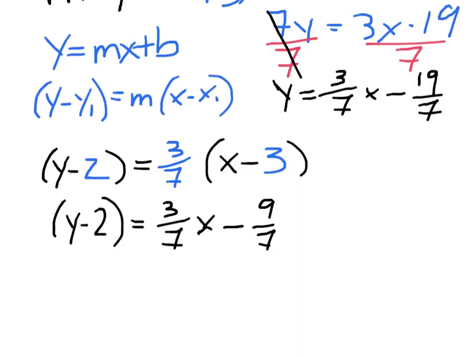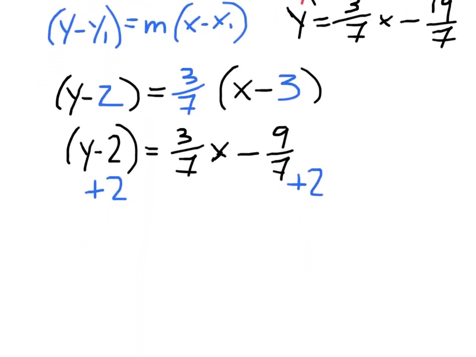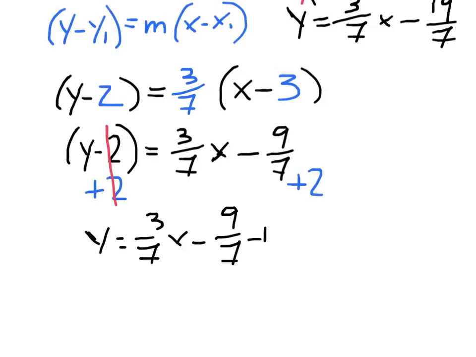Then in front here, we need to get rid of this 2 so that we have y by itself. So plus 2 over here, and plus 2 over there. So that goes away, and we wind up with y = 3/7 x - 9 over 7 plus, now we have to write 2 as a fraction over 7. Any guesses? Like maybe 14 over 7, right? That makes sense?